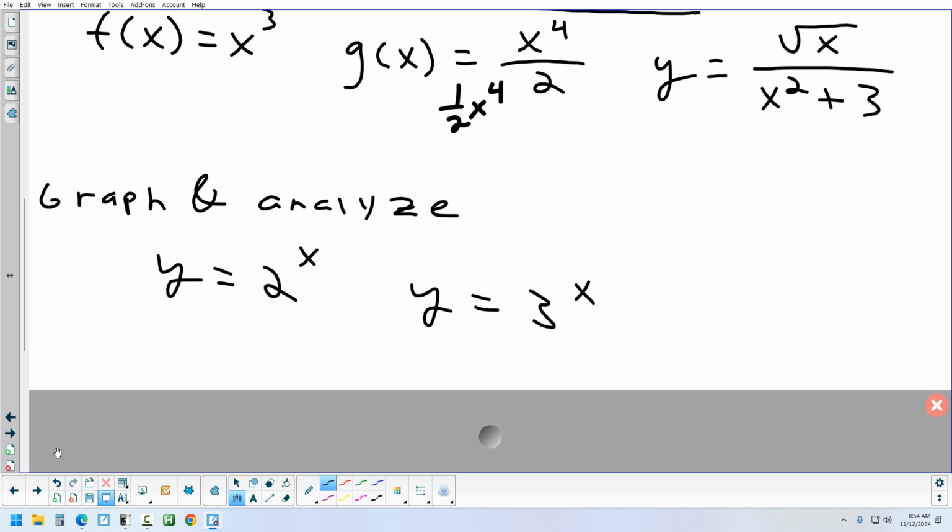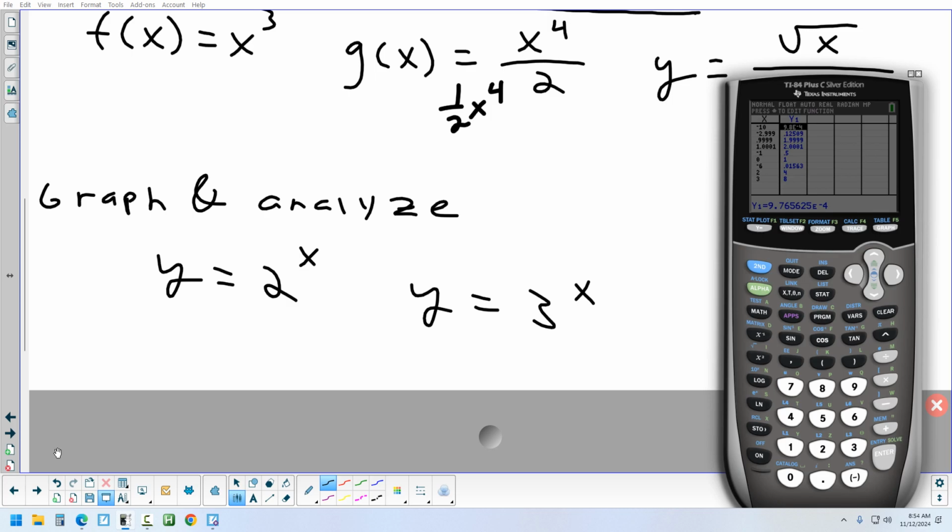All right, let's look at the difference between 2 to the x and 3 to the x. They're both exponential. So I already have 2 to the x. Let's compare that to 3 to the x. And we're going to do zoom 6. Okay, so there's 2 to the x. And 3 to the x is going to be in red. And watch what happens when we do that one.